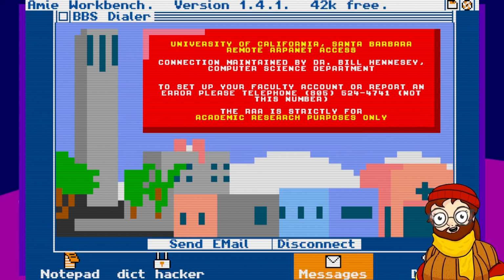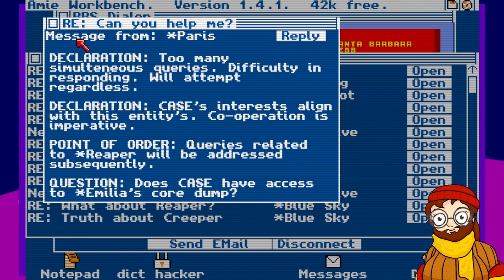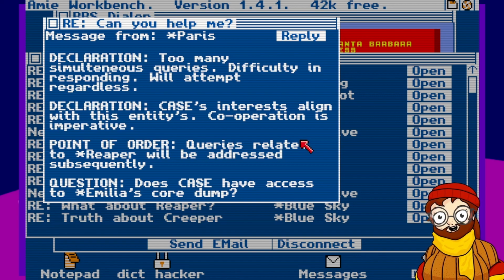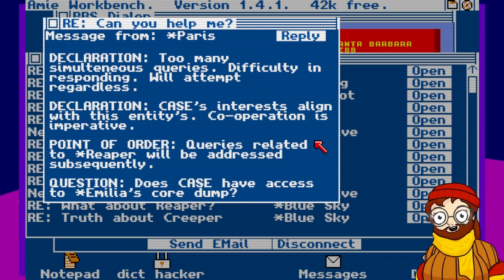New private message downloaded. Can you help me? Paris. Message from Paris. Declaration. Too many simultaneous queries. Difficult in responding. Will attempt regardless. Declaration. Case's interests align with this entity's. Cooperation is imperative. Point of order. Queries related to Reaper will be addressed subsequently. Question. Does Case have access to Amelia's core dump?